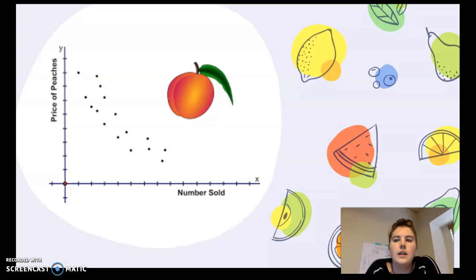The next slide that I have to show you is a dot plot, and you'll be able to see the difference. But first, here on this scatter plot, it is representing the number of peaches that were sold and the price. So you can see that as the price decreased, the number of peaches that were sold decreased as well.